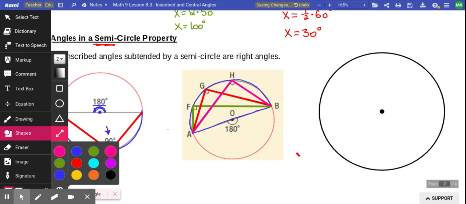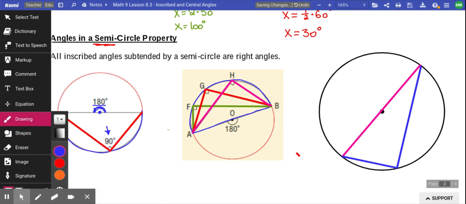If I want to draw one more, let's just draw one more. So let's cut our circle in half like that. If I was to build some triangles in half of a circle here, so if I went from one end and then to the other end, it would always create a 90-degree angle right here. And it doesn't matter where I go. I could keep doing this.